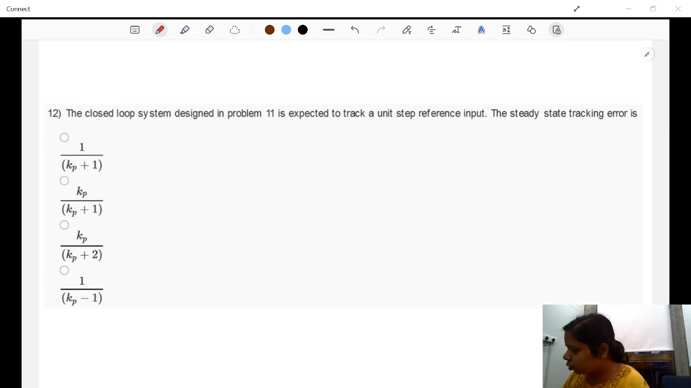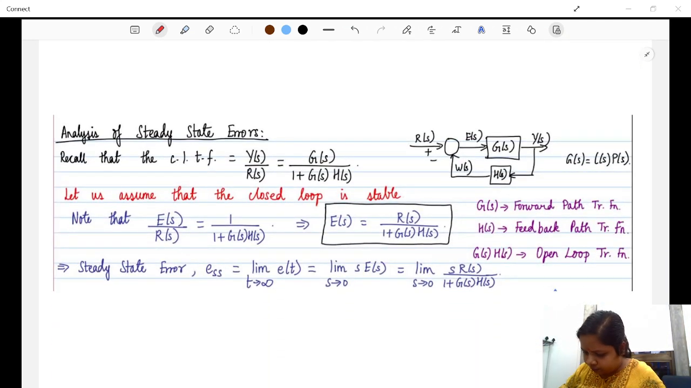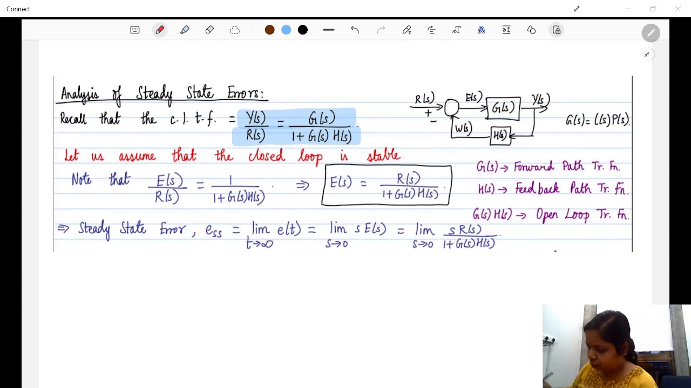The closed loop system in the problem is expected to track a unit step reference input. Okay. I think I have to teach you something before that. So you already know that Ys upon Rs is equal to Gs upon 1 plus GsHs, right? You already know this. You also know the final value theorem.